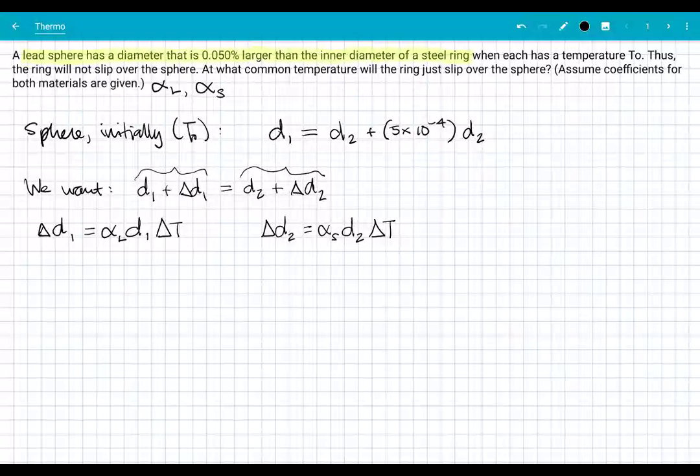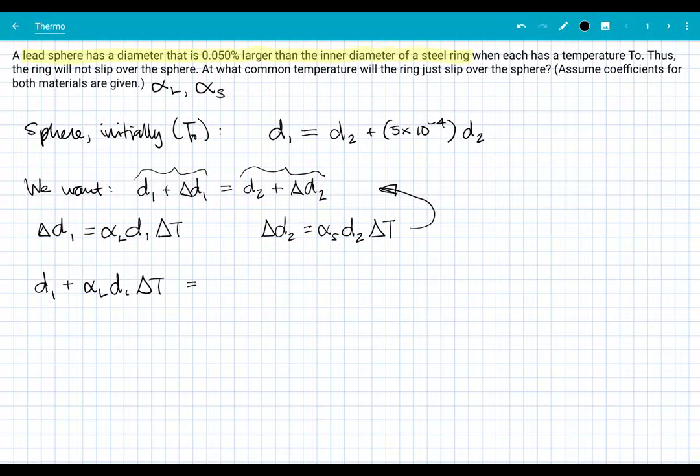Great. So I can then substitute those deltas into the line before, into our constraint condition. So I'll have sphere initial diameter plus, now this expression for delta D1, is equal to ring initial diameter plus the change that the ring will undergo when we change it to the new temperature.